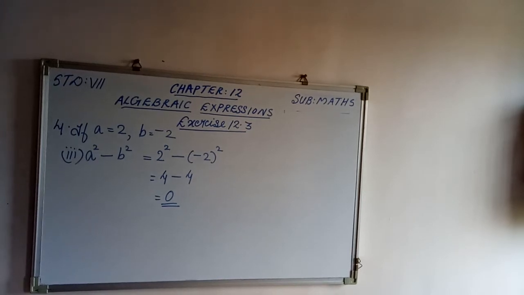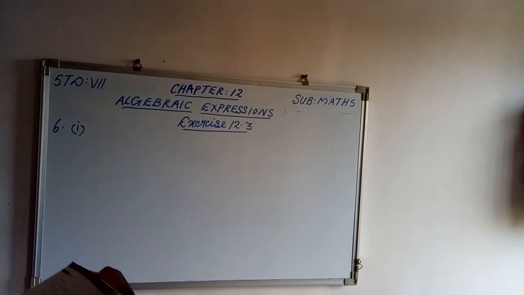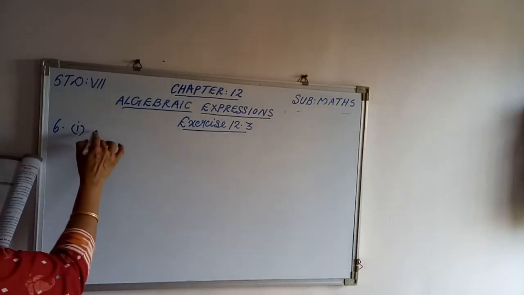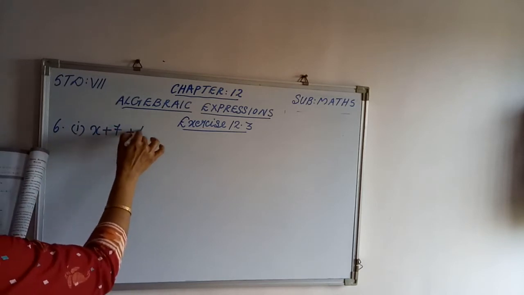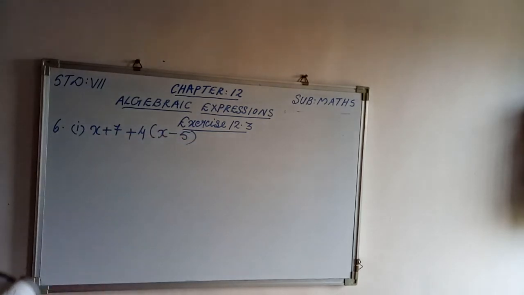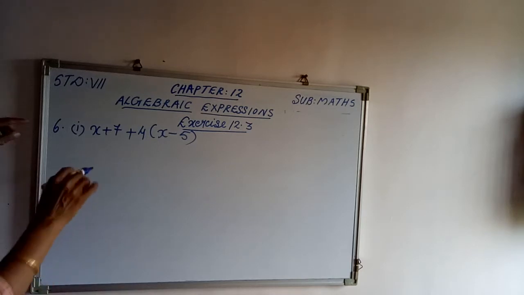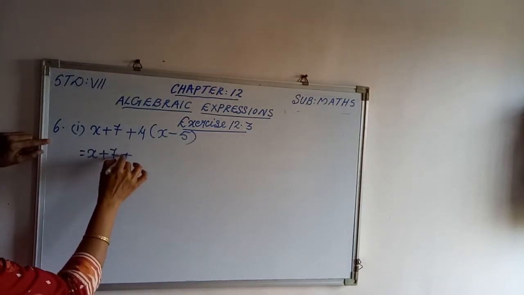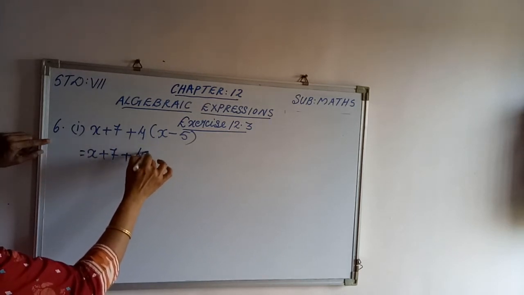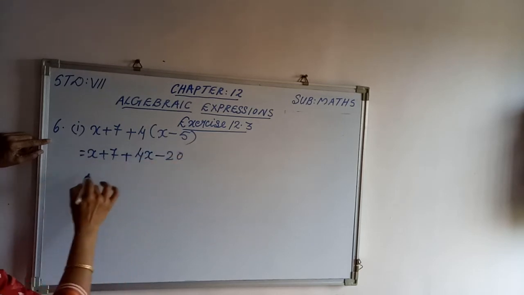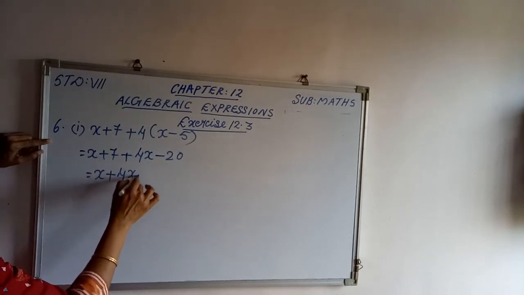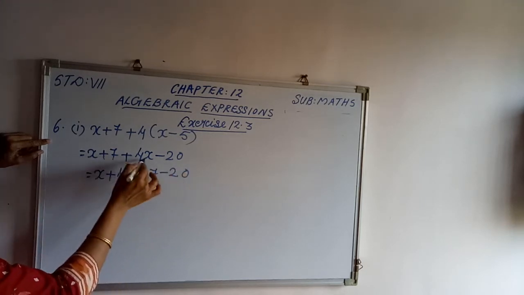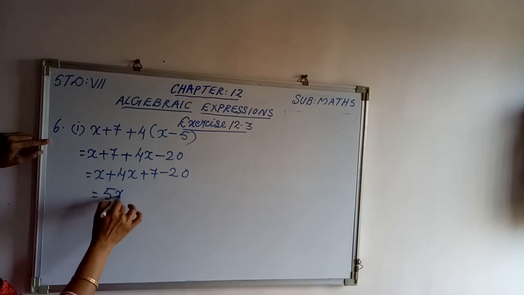Now, sixth question, simplify the expressions and find the value if x is equal to 2, that is the expression given is x plus 7 plus 4 into x minus 5. Here what you have to do is, first you have to simplify the given expression, then substitute the value of x as 2. So when you simplify this, x plus 7 plus, multiply with 4, 4 into x 4x, 4 into 5 20, minus 20. Now arrange the like terms and then simplify. Then x plus 4x plus 7 minus 20, that is 5x minus 13.